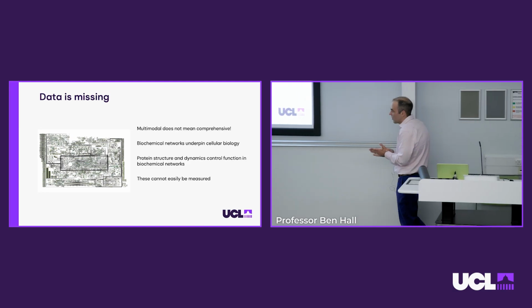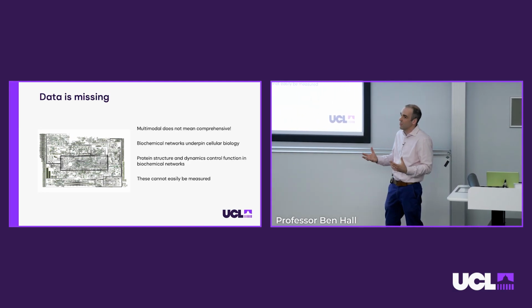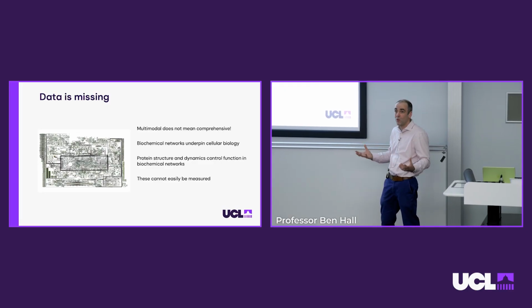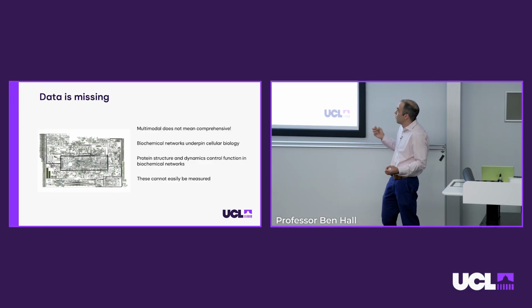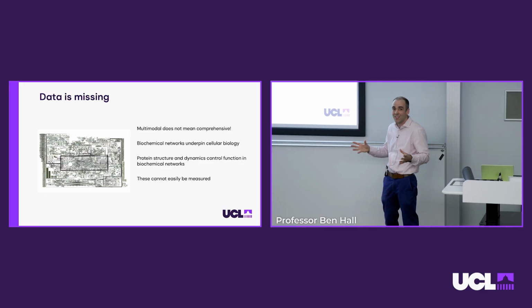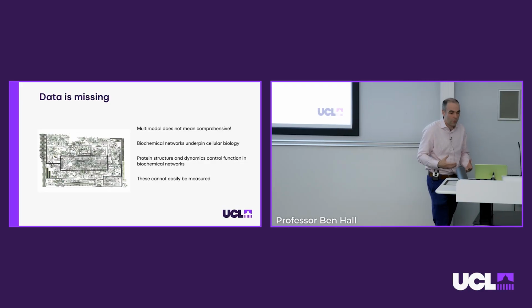So moving on to a slightly different topic, there's a different type of missingness in the data. When we're talking about the diversity of the data, we're talking about people and subpopulations that are missing from our data. But multimodal data tells you that there are lots of different types of data that have been collected, but it doesn't tell you that it's comprehensive. What do I mean by that?